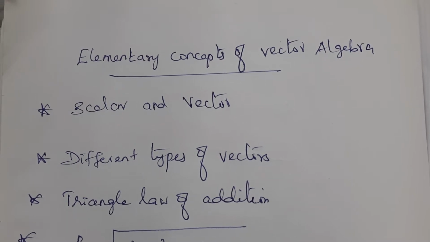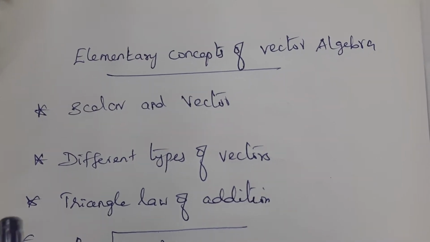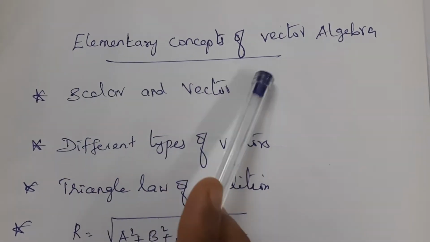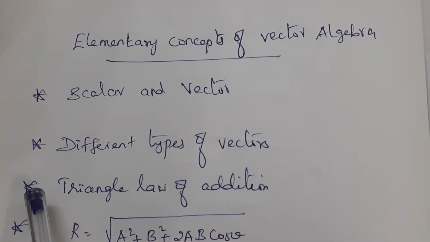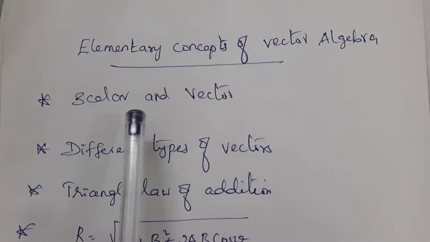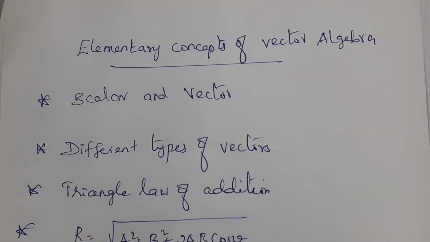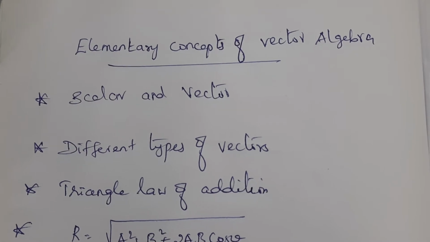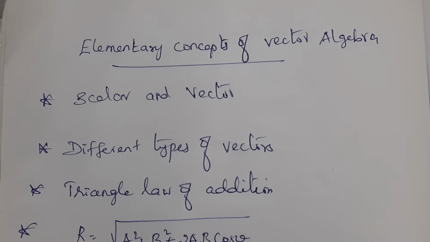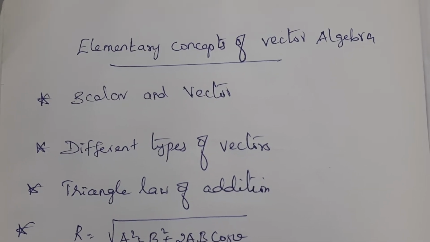Let's recall the previous class portion. In the previous class, I explained the elementary concepts of vector algebra. In that, you have learned about scalar and vector quantities. Scalar quantities means it possesses only magnitude. Distance, mass, temperature, speed, etc. are examples of scalar physical quantities.